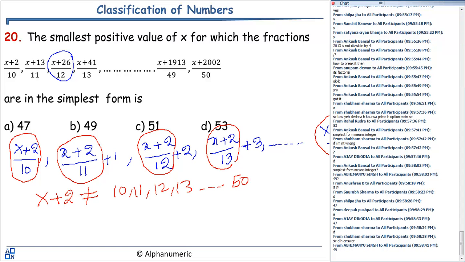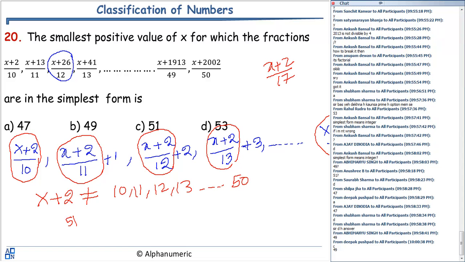For example, if I take x plus 2 as 51, somewhere in the middle 17 will come, and x plus 2 by 17 will also come. So 51 by 17 is not the simplest form. So x plus 2 cannot be 51. Similarly, x plus 2 cannot be 52. Why? Because if you take x plus 2 as 52, somewhere in the middle you'll get x plus 2 by 26 also. So 52 by 26 is not the simplest form, because 52 by 26 is 2.